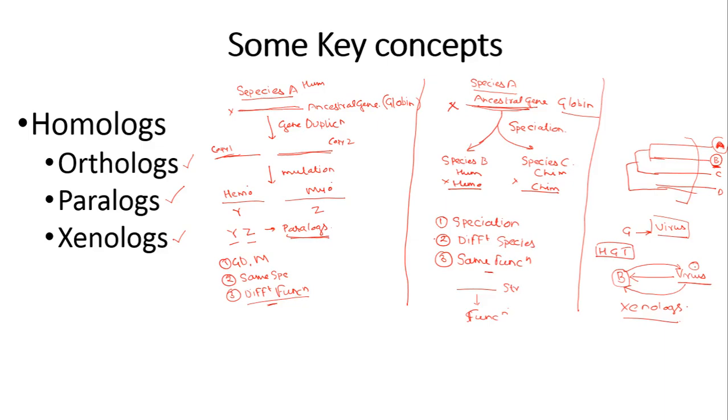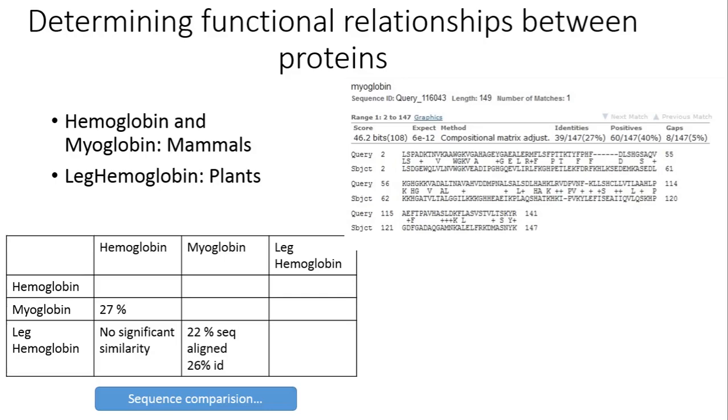Of course, I have also introduced some key concepts like what are homologs, orthologs, and paralogs, and we are going to revisit these terms today as well as in our next lecture when we deal with homology modeling. So let us begin with the very first application of RMSD: determining the functional relationship between proteins. Our test proteins are hemoglobin and myoglobin. These two proteins are usually found in mammals, while leg hemoglobin is usually found in plants.